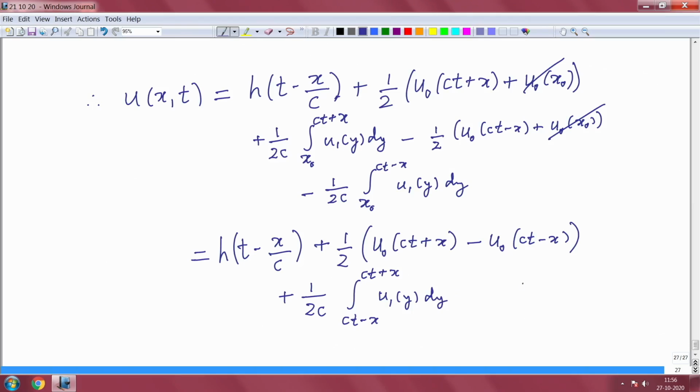Okay. So, again remember, let me stress that. This is in the region above the characteristic x equal to ct. So, it is x less than ct. So, let us combine both the formulas. So, let us write in a single formula.